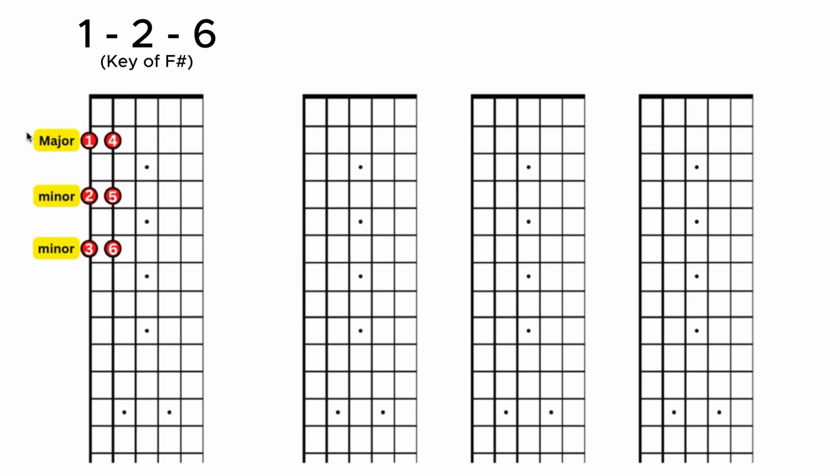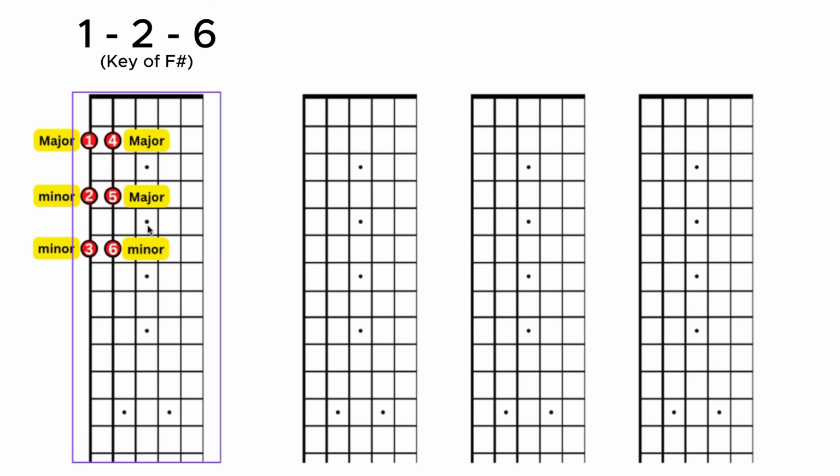So now we know our first chord in the key of F sharp is a major chord. The 2nd chord is a minor, and the 3rd is a minor too. The 4th chord is going to become a major chord. The 5th note is going to become a major chord too. And the 6th note is going to become a minor chord. So now we know all the chords in the key of F sharp. We've got 1 is a major, 2 is a minor, 3 is a minor, 4 is a major, 5 is a major, 6 is a minor. And this works for all keys.